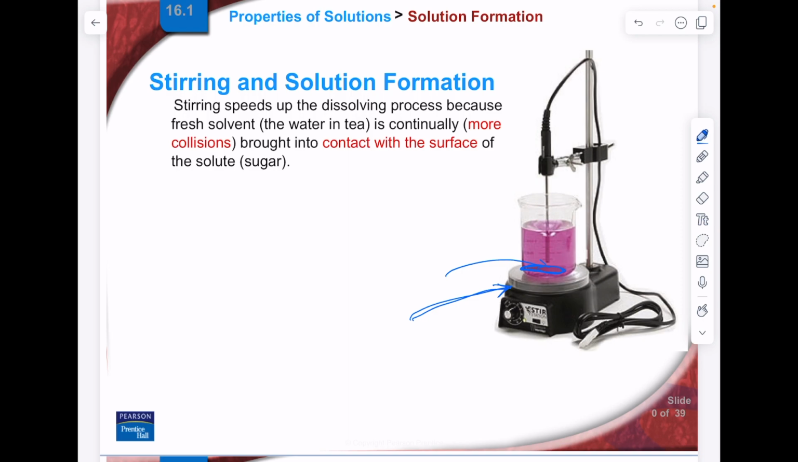And again, this speeds up the dissolving process because it increases the contact that the liquid is going to have with the solute. It causes basically way more collisions.